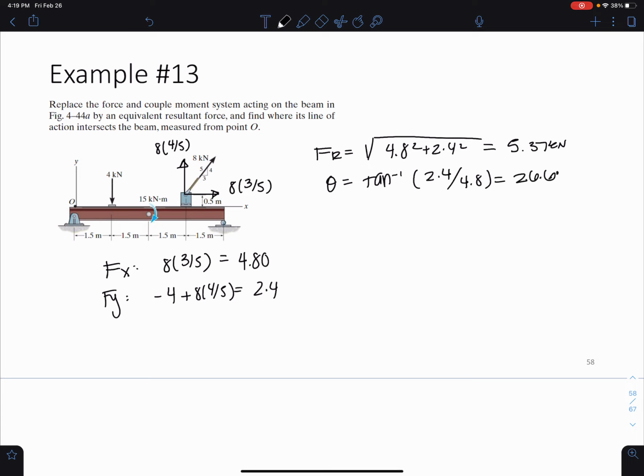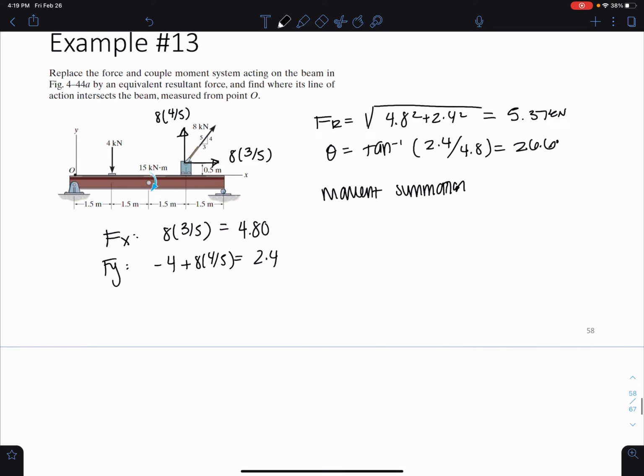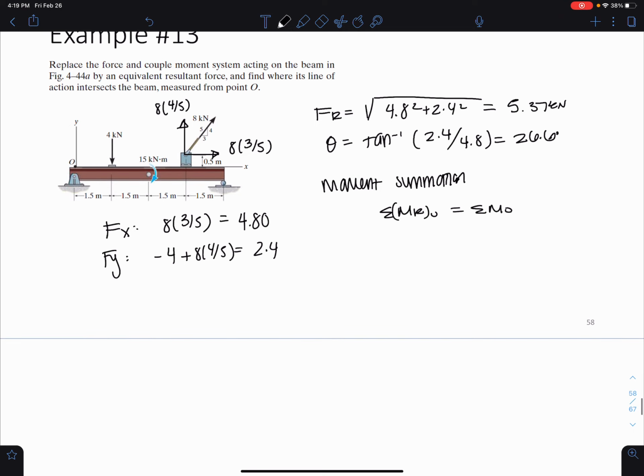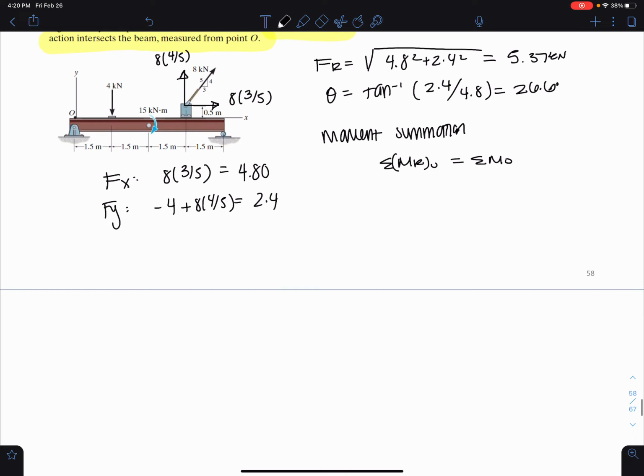And now we have our moment summation. So we have sum of our moment resultant around O is just equal to sum of all the moments about point O. So this is where we want to figure out this part. Where the line of action intersects the beam measured from point O? The reason I'm doing the moment summation is because that is what will tell me, let me draw the figure first, where that line of action acts.